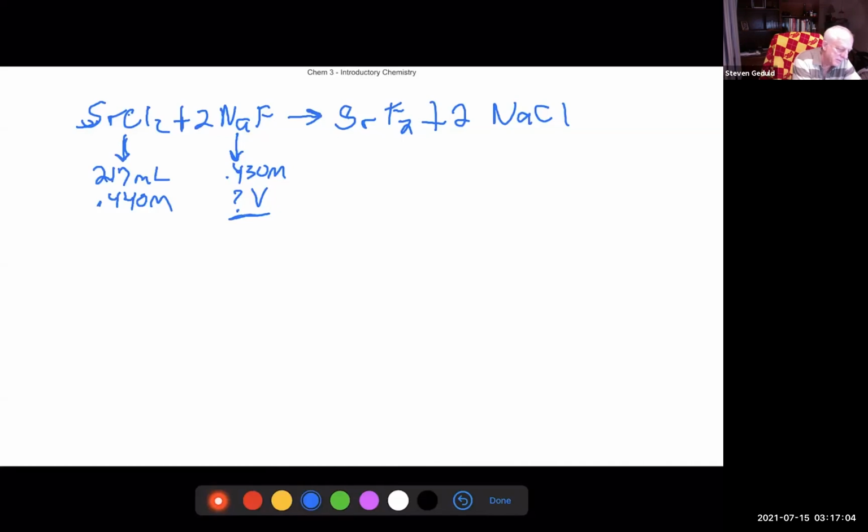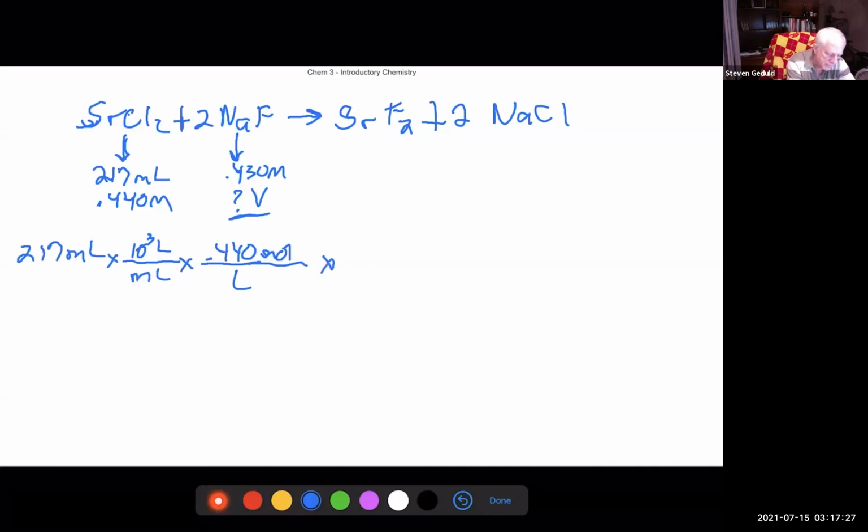So we can convert this into moles. So we have 217 milliliters. Okay, and molarity is in liters, so we have to go to liters, 10 to the minus 3 liters. So that gives you liters, and I've got 0.440 moles per liter. Okay, and then this is gonna be moles of strontium chloride, and I wanna go to moles of NaF. And the relationship is 2 moles of NaF to 1 mole of strontium chloride. Let me write that a little clearer. Okay, moles of SrCl2 and moles of NaF. There we go. And that is 2 to 1.